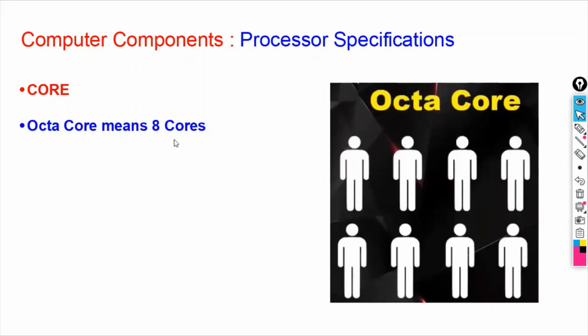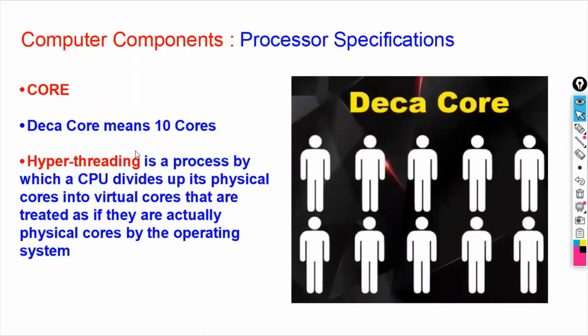And octa core means 8 cores. Deca core means 10 cores. And we have a concept called hyper-threading. What is hyper-threading? Hyper-threading is a process by which the CPU divides up its physical cores into virtual cores. So you will have one chip. And this is the physical core.